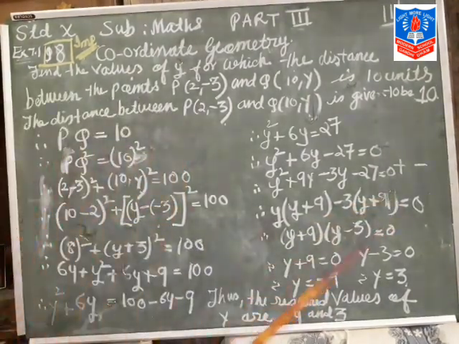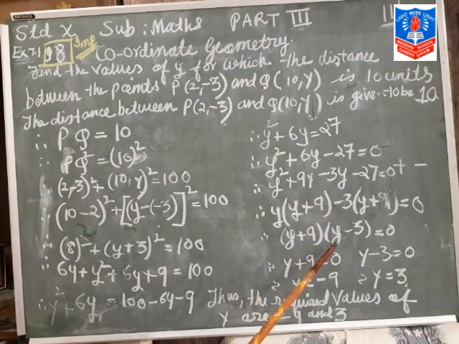So (y plus 9)(y minus 3) equals 0. So y plus 9 equals 0, giving y equals minus 9, and y minus 3 equals 0, giving y equals 3. Thus the required values of y are minus 9 and 3. Clear, children? This is a very, very important question.